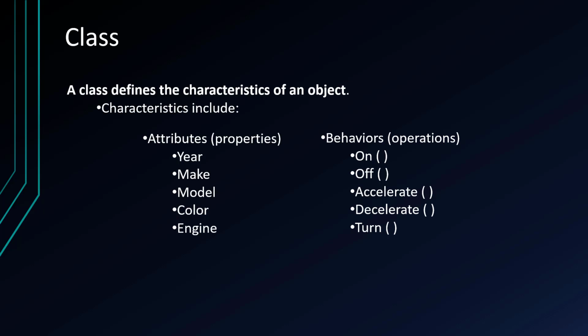Behaviors or operations are what the object can do. So when we are looking at a car, well, a car can turn on, it can turn off, it can accelerate, it can decelerate, it can turn. Those are the behaviors that are defined in the class. So in our example of car, the properties would describe the car, and the behaviors describe what the car can do.